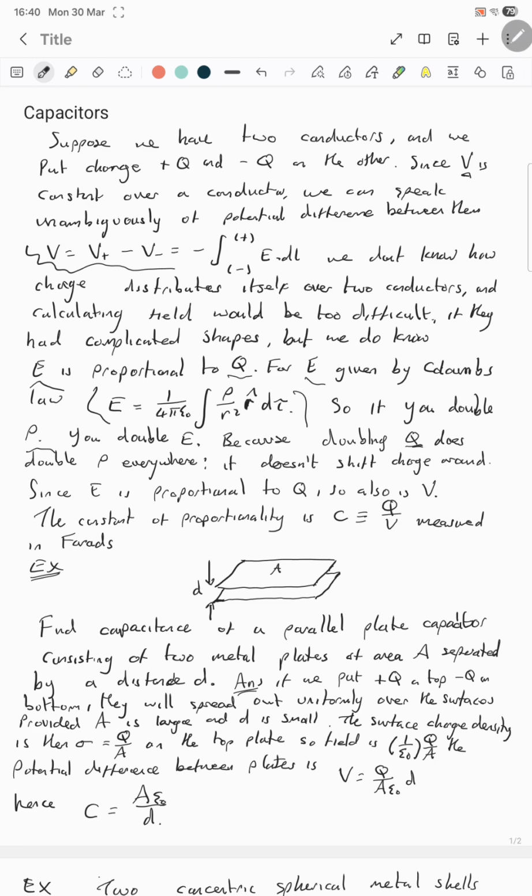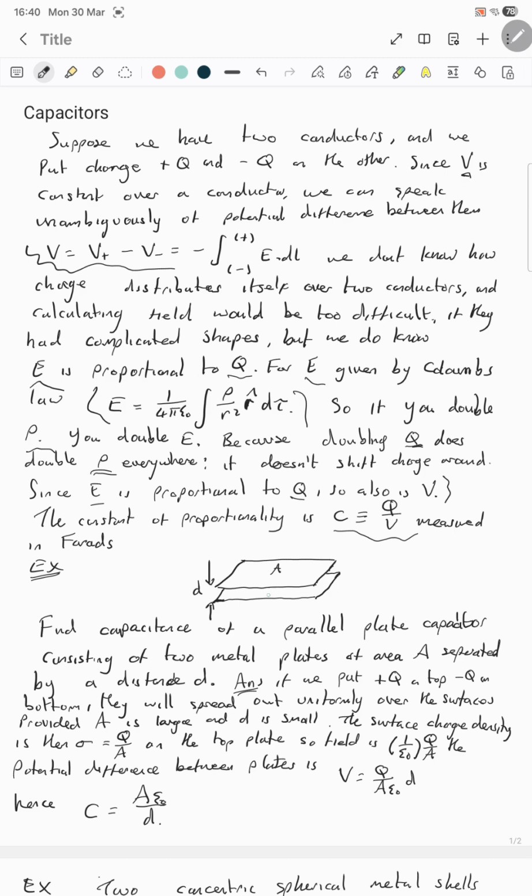Doubling the charge does double rho everywhere, if it doesn't shift charge around. Since the electric field is proportional to Q, so also is the potential. Now the constant is proportional to our charge over our potential, and it is measured in farads.